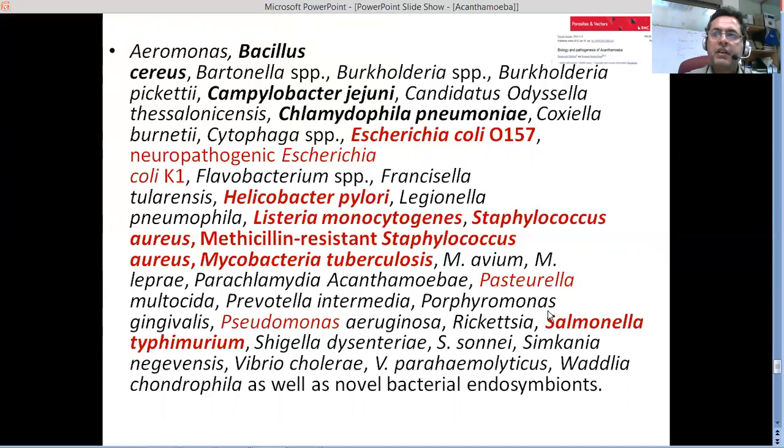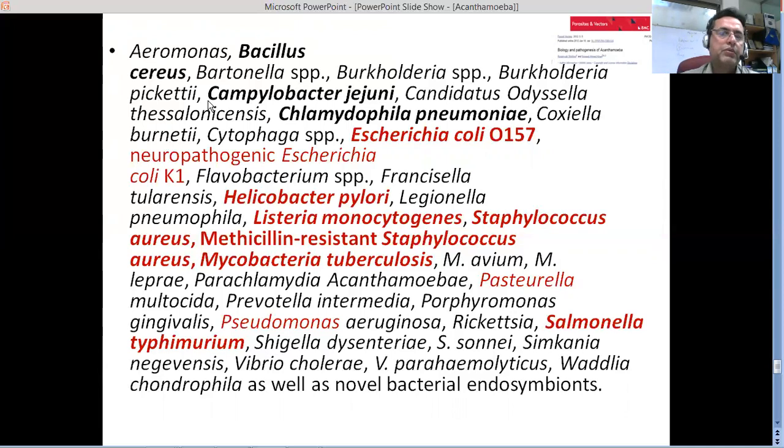Pasteurella multocida is living here inside Acanthamoeba. Salmonella typhimurium, Shigella, and other pathogenic species causing diseases. Campylobacter jejuni, Streptococcus pneumoniae, Bacillus cereus, all these pathogenic species, including E. coli O157, neuropathogenic E. coli K1, all these are living inside this particular Acanthamoeba species.